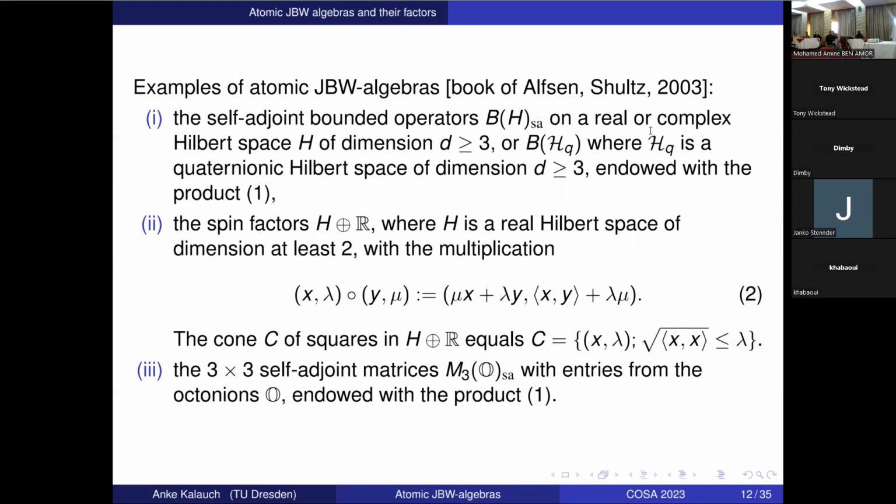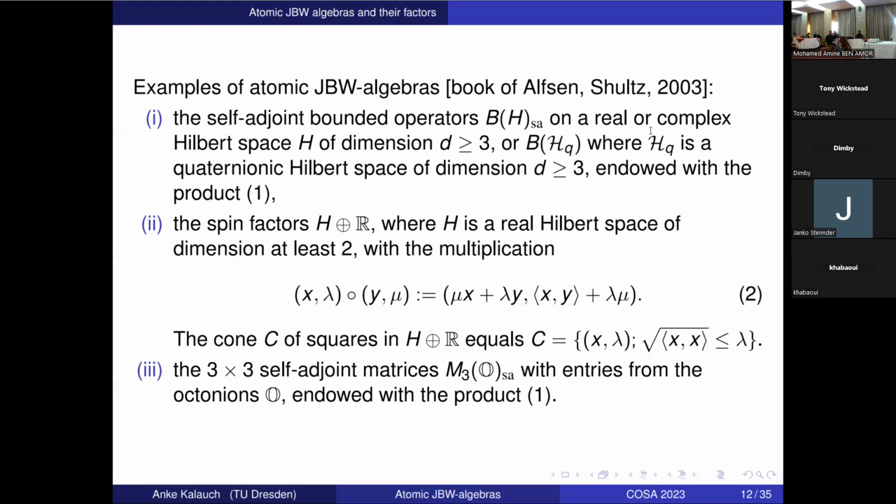The second point are the spin factors. These are generalizations of the ice cream cone I already mentioned. So we have a Hilbert space and introduce an appropriate multiplication there. And when we look at the cone of squares, we get something like the generalized ice cream cone. And the third objects are the self-adjoint 3 by 3 matrices with entries from the octonions. And we use the same product as we already introduced, the Jordan product.